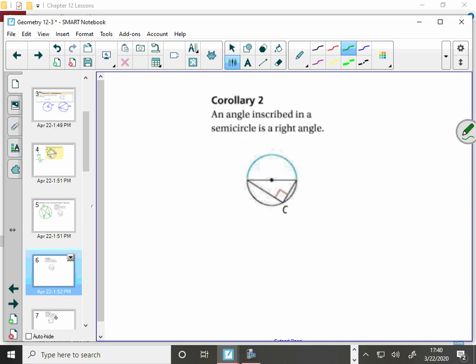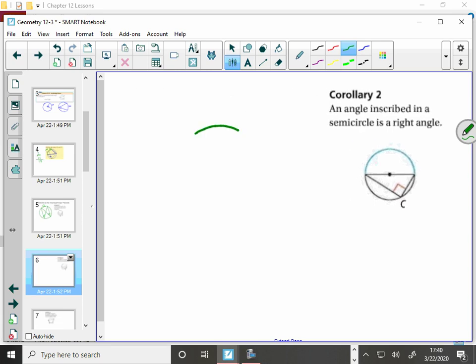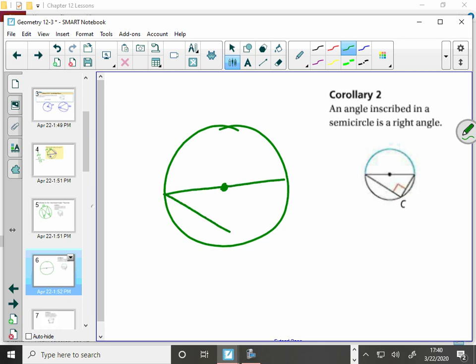Here's another corollary. An angle inscribed in a semicircle is a right angle, and that makes sense as well, because if you inscribe an angle in a semicircle, that means the arc is 180, so the angle is half of 180, which is 90. So an angle inscribed in a semicircle is a right angle.